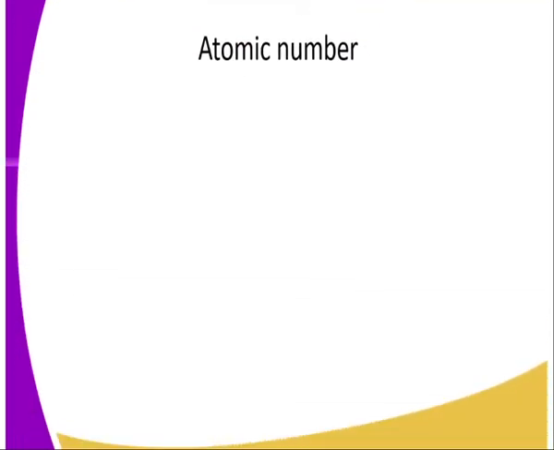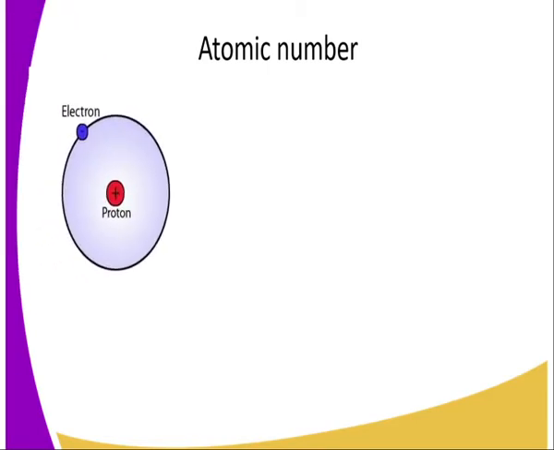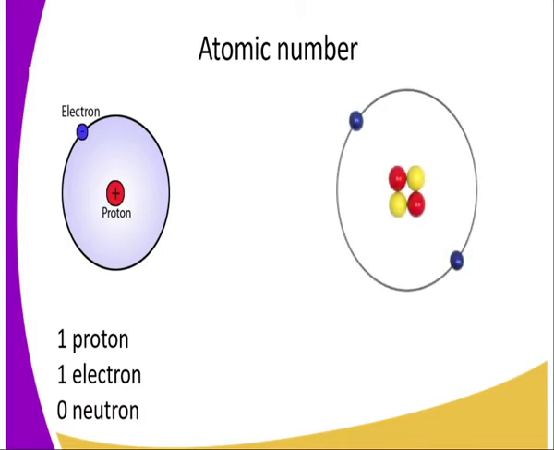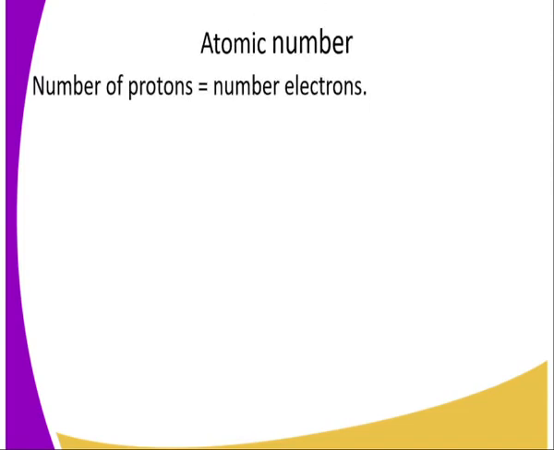So what is atomic number of an element? Let's consider the following. Hydrogen atom has got one proton, therefore it has one electron. One proton, one electron. That is hydrogen. And it has no neutron. What about helium? Atomic number 2 has got 2 protons and has 2 electrons and has 2 neutrons. So what is atomic number? What do we refer to as atomic number?